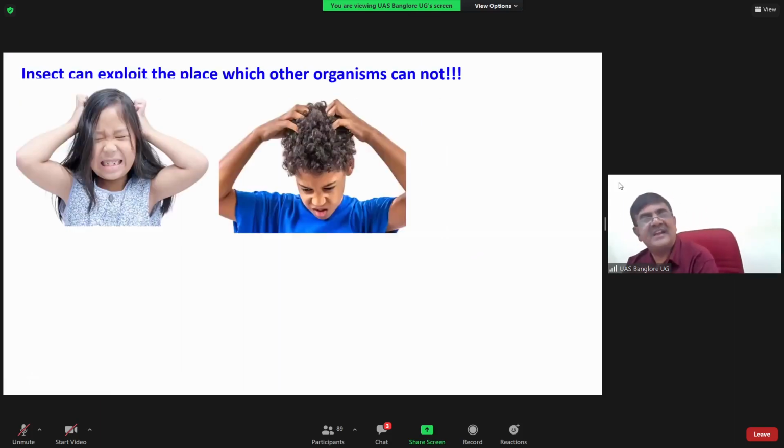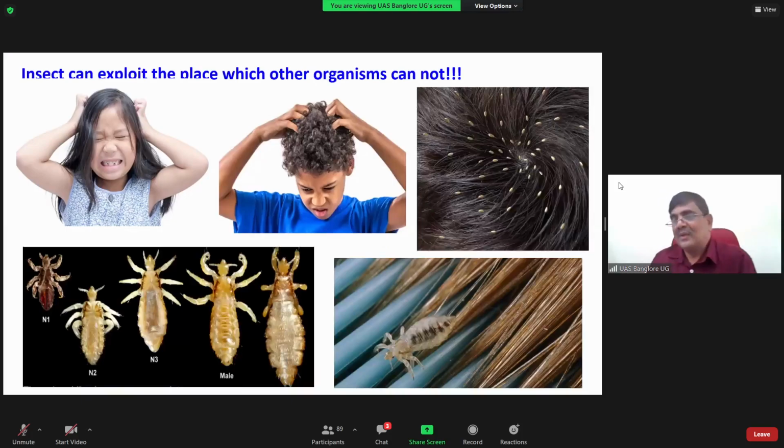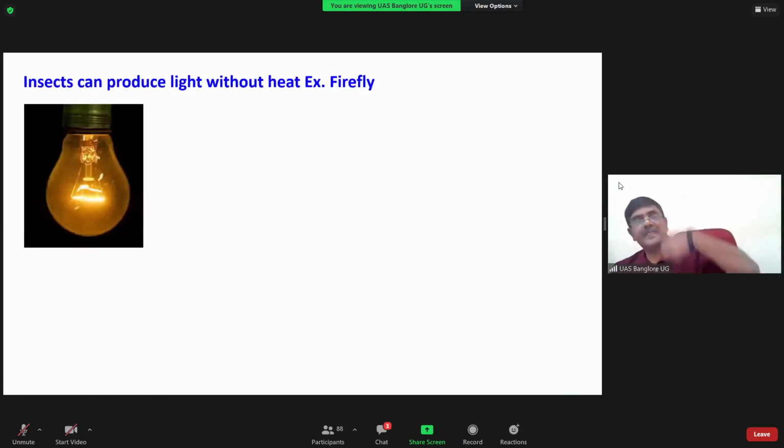Next, insects can exploit places which human beings cannot exploit. I think most of you might have the experience of this. These kids are scratching their hair because of the lice that are present in the hair. You can see these are the lice that are present in the hairs. That means insects are the only organisms that can exploit our hair, whereas other organisms cannot.